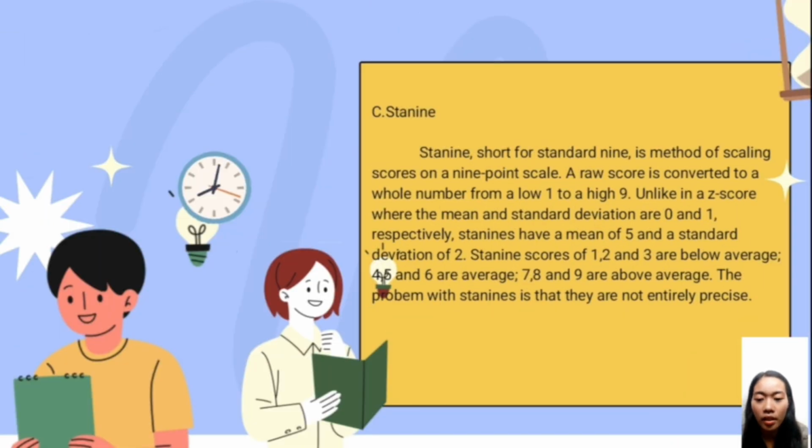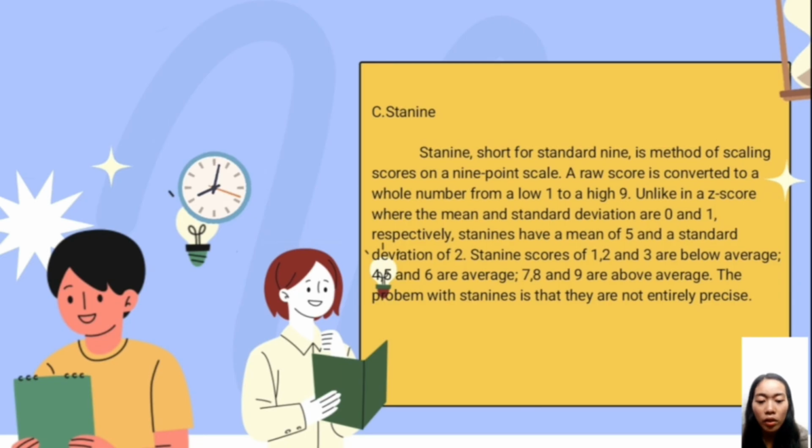This is the STA9. So STA9, short for Standard 9, is a method of scaling scores on a 9-point scale. So a raw score is converted to a whole number from a low of 1 to a high of 9. Unlike the Z-score, where the mean and standard deviation are 0 and 1, respectively, STA9s have a mean of 5 and standard deviation of 2.